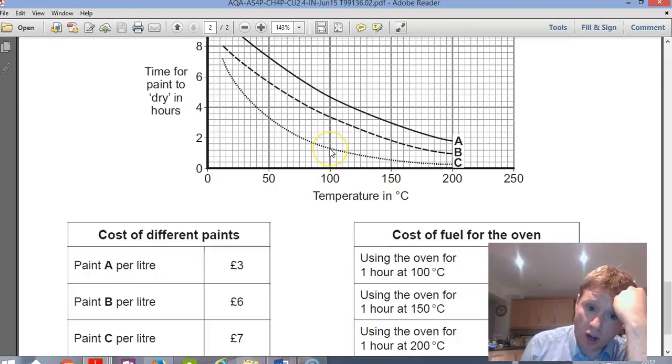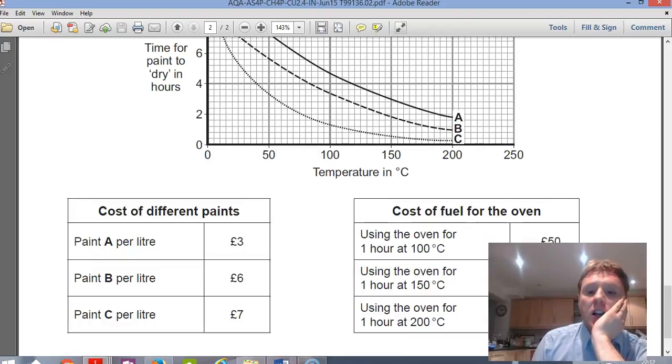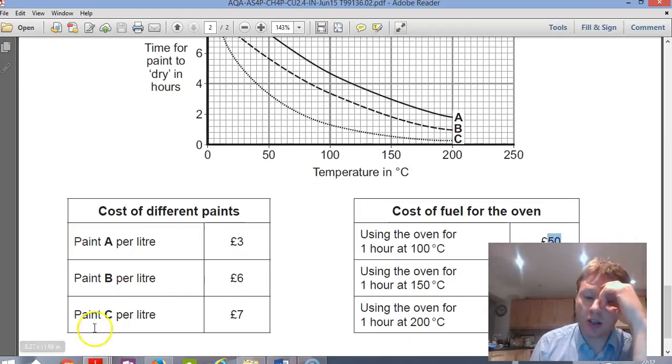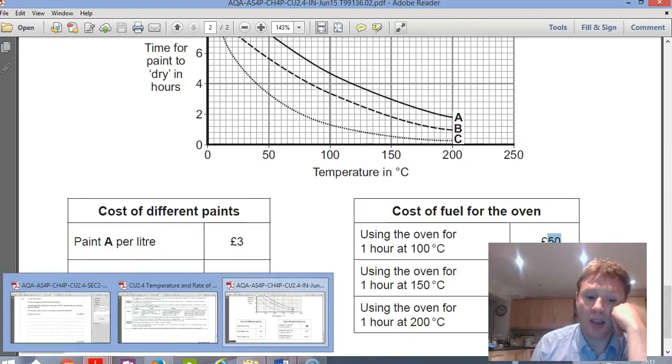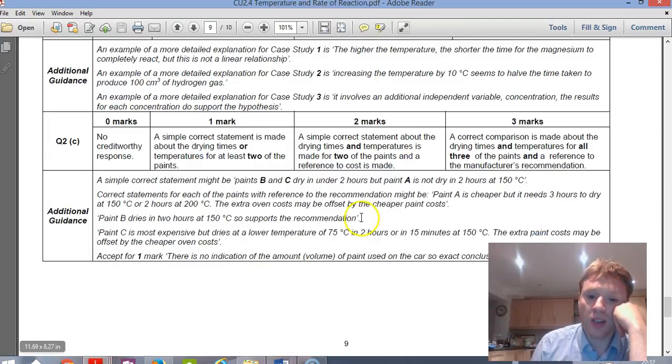You could dry paint C, if you were using it, in 2 hours at 100 degrees or 3 and a bit hours at 50 degrees. Okay, so 2 hours at 100 degrees would save you £50. That would be £100 for 100 degrees, or £150 for 150 degrees for 2 hours. Okay, so that's why paint C is the most expensive, and so on.